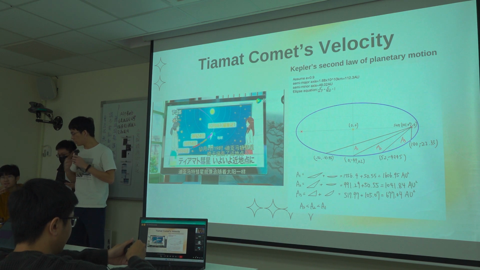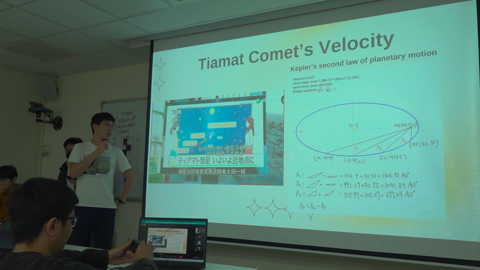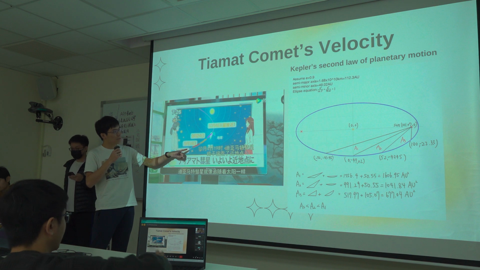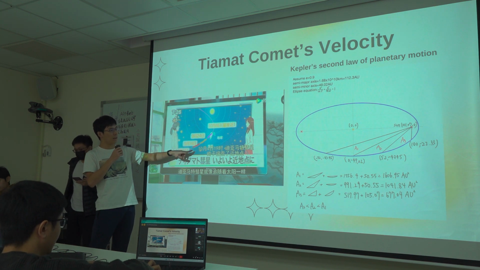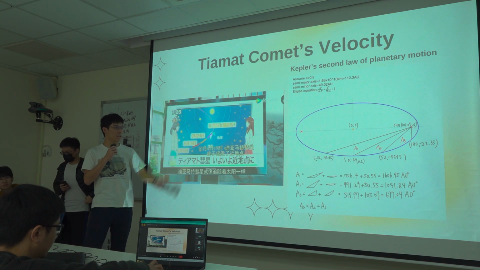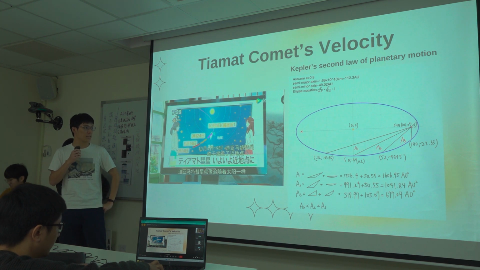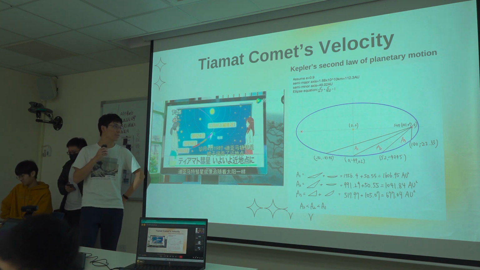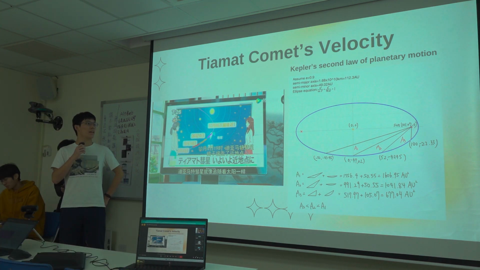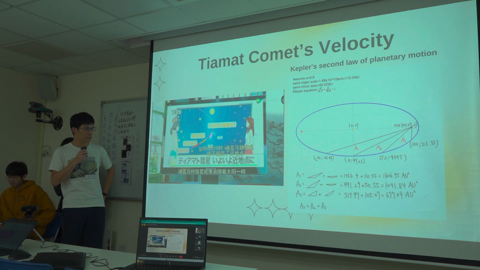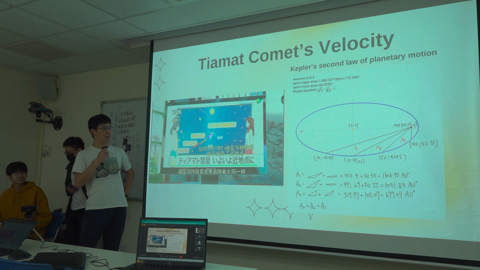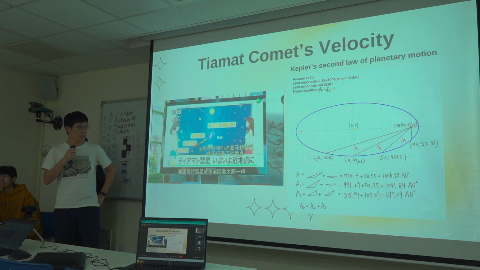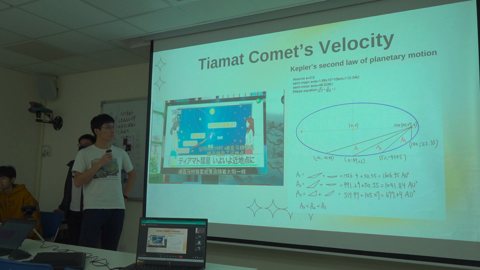The second part I'm going to talk about is the comet's velocity. In this picture, we can see that every 10 days, the comet travels the same distance. It is not true because it didn't follow Kepler's second law of planetary motion. The law states that a line segment joining the sun and the planet will sweep out the same area during the same interval of time.